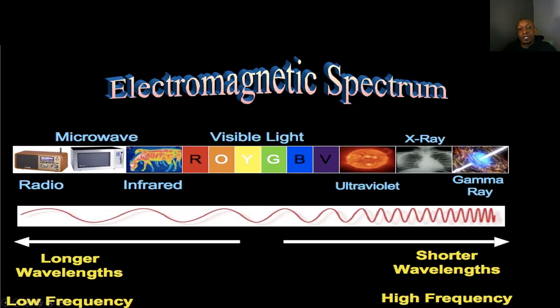So let's talk briefly about the electromagnetic spectrum. And these are all the different types of waves in the electromagnetic spectrum. So we have radio waves, microwaves, infrared, visible light, ultraviolet, X-ray, and gamma rays. And if you notice, the longer the wavelength, the lower the frequency, and also the less energy that they're carrying. And then as we go from left to right, the shorter the wavelength, the higher the frequency, and consequently, the more energy that they're carrying.